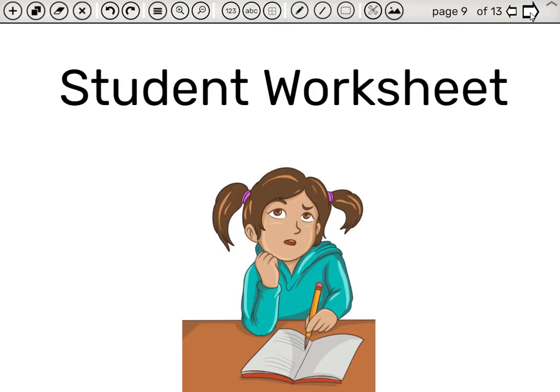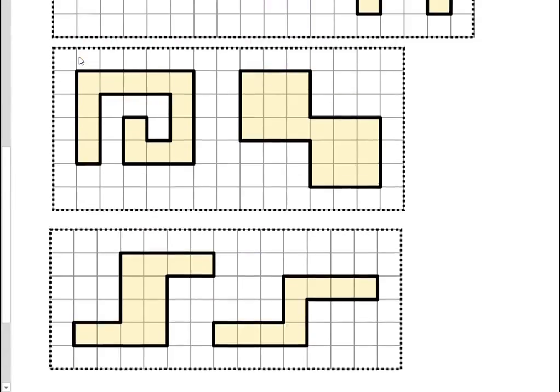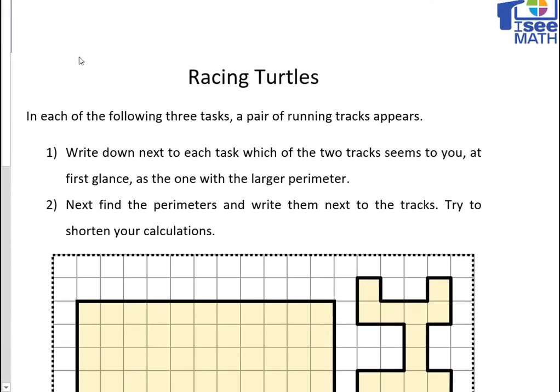This is one page with 3 tasks that we print out. Here it is. We first want the students to make an intuitive estimation of what shape has a larger perimeter. Tell them it's okay if they make a mistake. It's just interesting to see the difference, if there is any, between the first intuition and the later calculation.